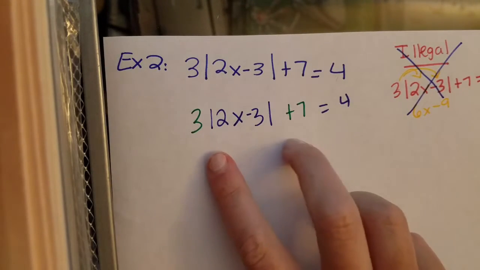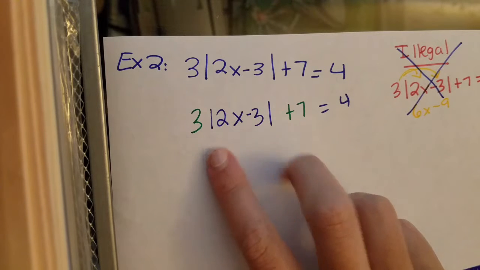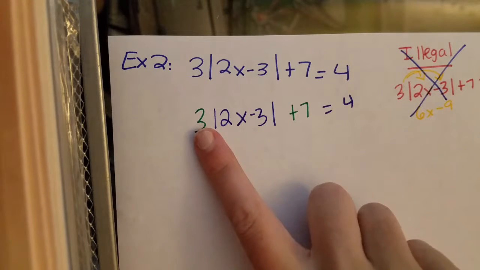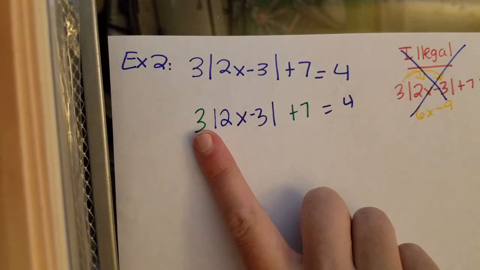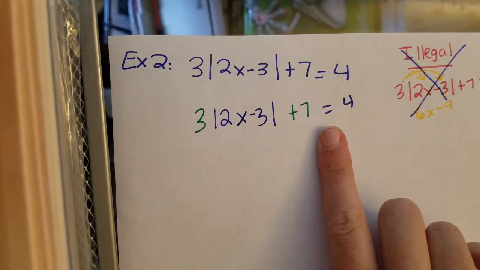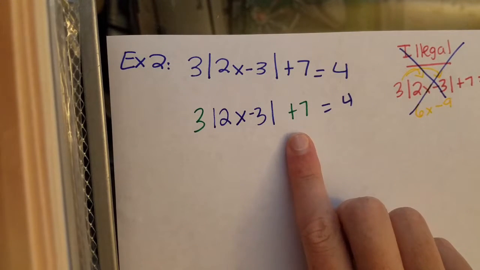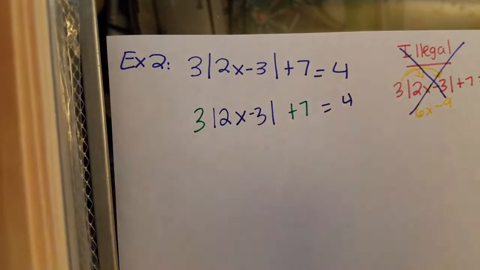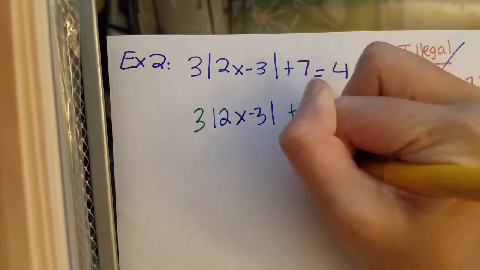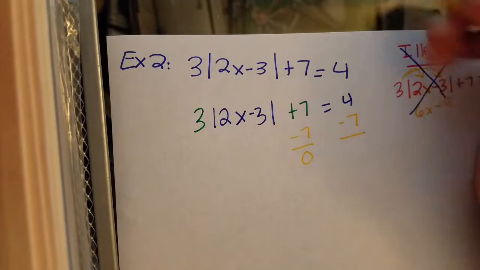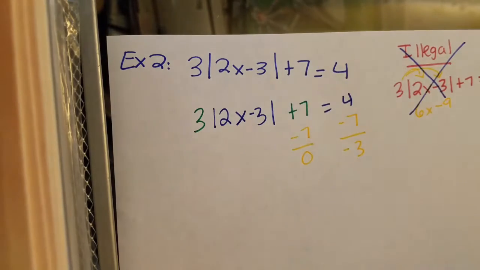Alright, so basically we want to get the absolute value bars by themselves. So we need to move the 3 over and the positive 7. Now when you move things to the other side of an equation, multiplication you move at the very end. You move addition or subtraction first. So first I'm going to be moving over the positive 7. How we move that to the other side is by subtracting the 7 on both sides of our equal sign. 4 minus 7 will give me a negative 3.